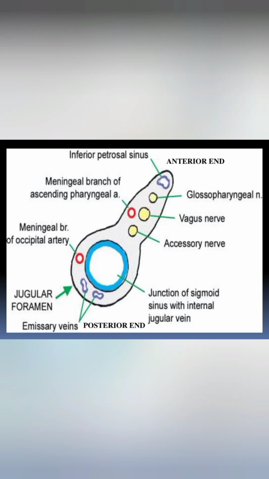Jugular foramen transmits the inferior petrosal sinus, which connects the cavernous sinus to the internal jugular vein. It also transmits the glossopharyngeal nerve, vagus nerve, and accessory nerve. The sigmoid sinus ends here and continues as the internal jugular vein.